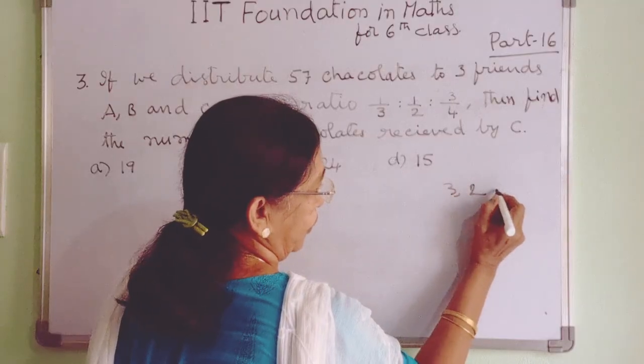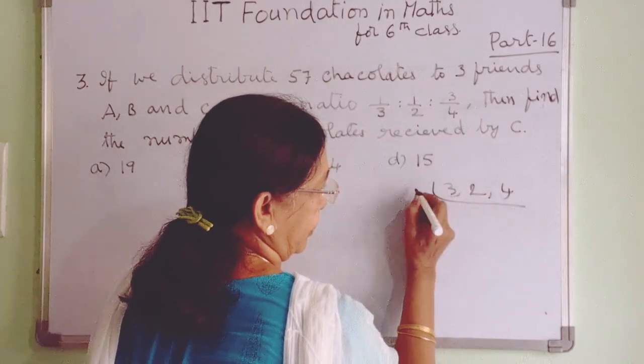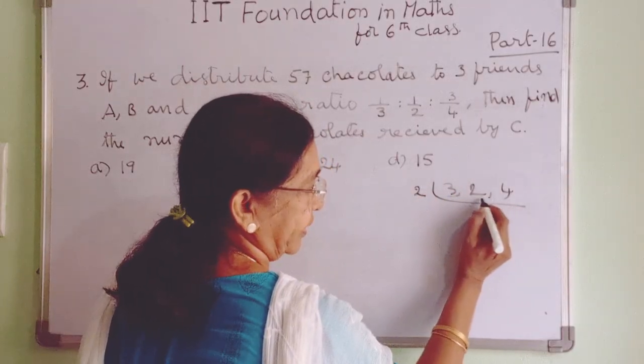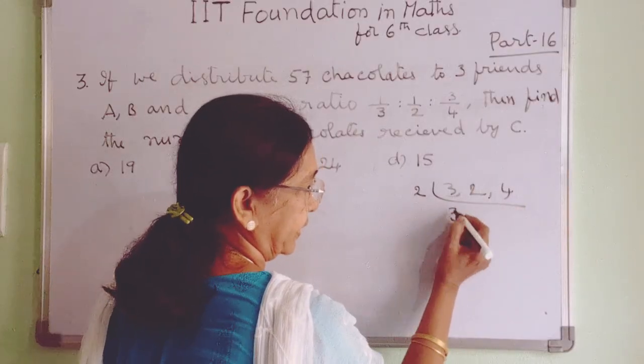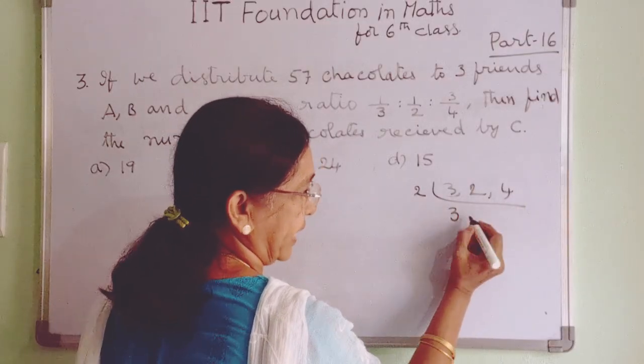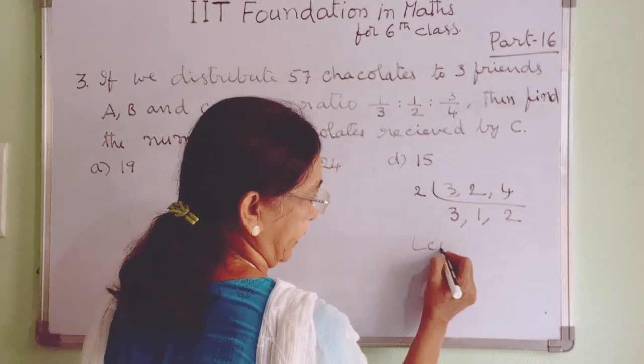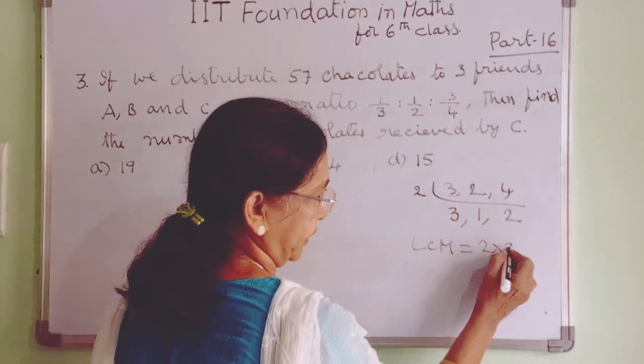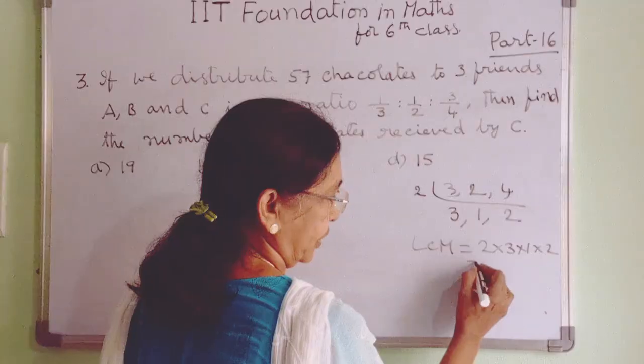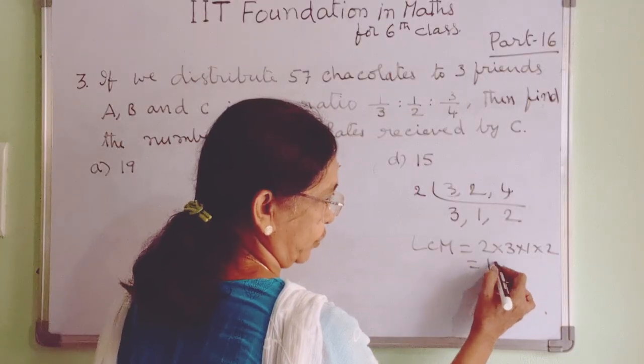3, 2, 4. So 2. These two are divisible by 2. 3 is not divisible, therefore write it as it is. 2 ones are 2, 2 twos are 4. So then LCM is equal to 2 into 3 into 1 into 2. That is 2 threes 6, 6 twos 12.